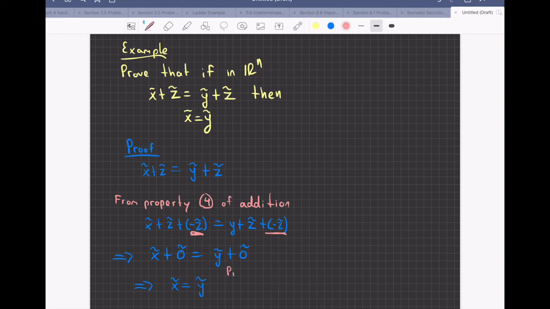This is because of the property of the zero vector. And there you have it. We have proved that if x plus c is equal to y plus c, I mean, we are adding at both sides of the equation the same vector, then we can cancel that vector to end up with x equals y. Is that okay?